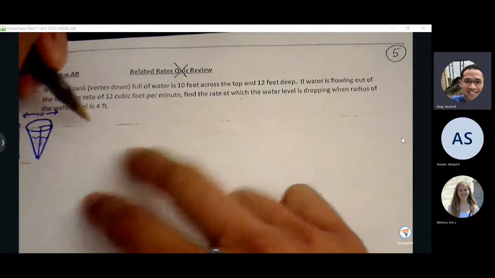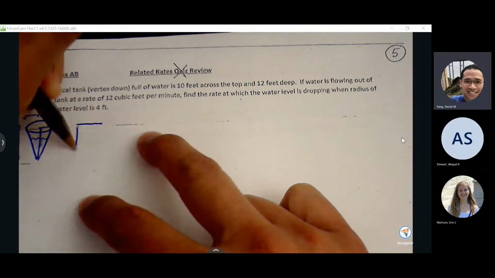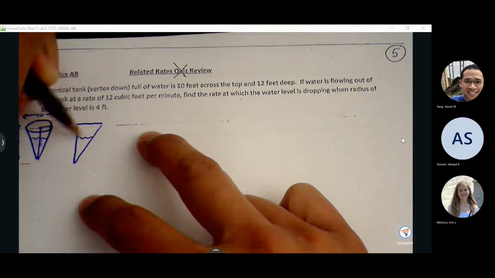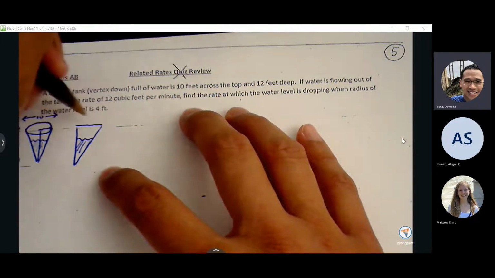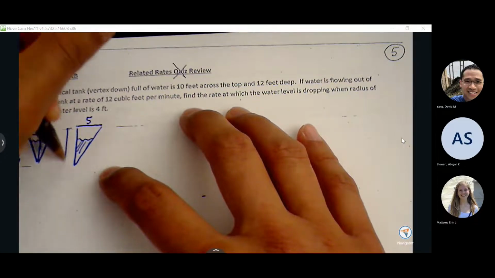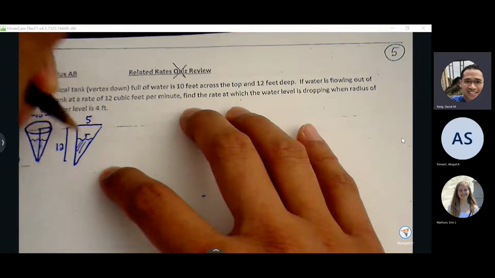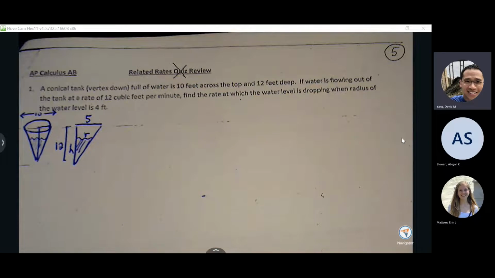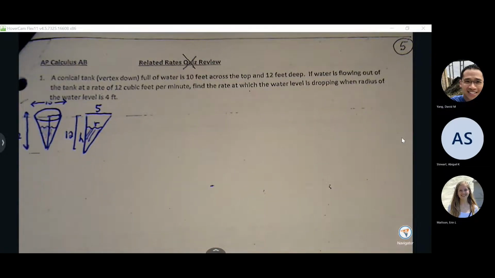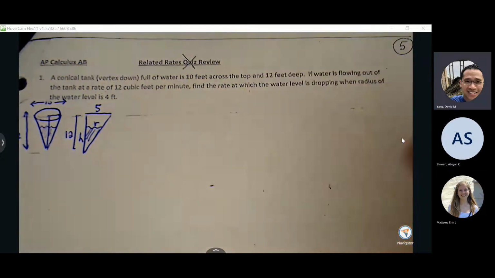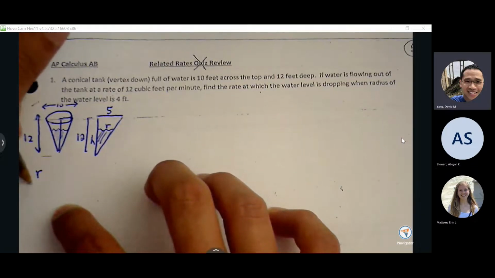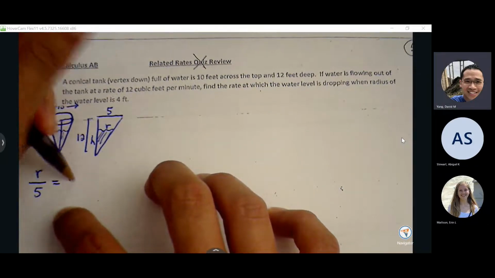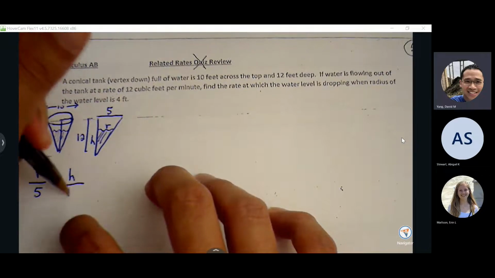Okay, so let's go ahead and draw our right triangle within a triangle. Just going to make it the same way, where we have to make an adjustment though. The 10 represents the diameter. We really want the radius, so 5, 12, and then r and h represent the radius and height of the small cone. We set up our proportions here. Radius of the small cone is to the radius of the large cone as the height of the small cone is to the height of the large cone.